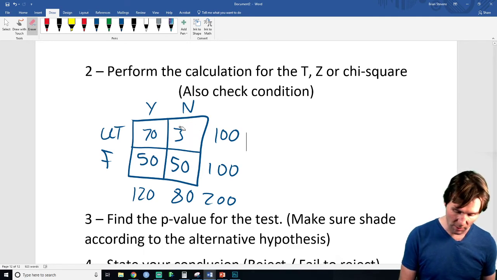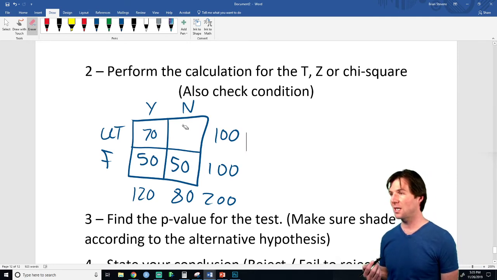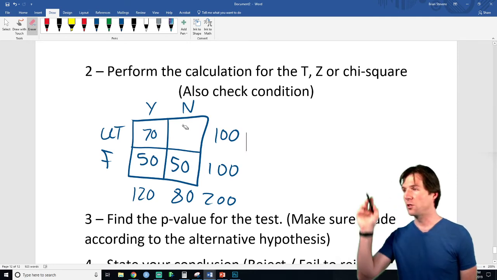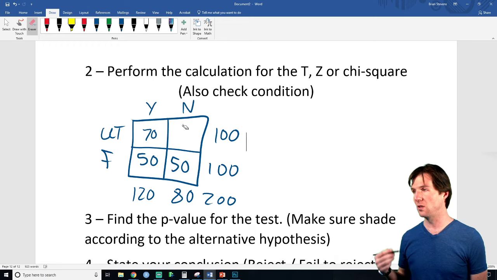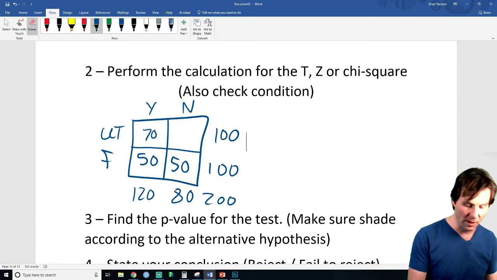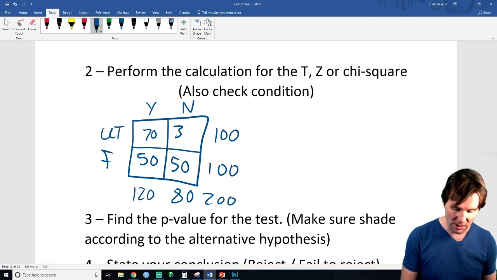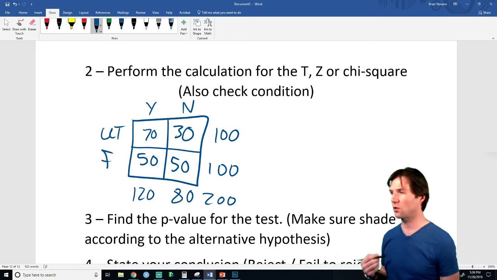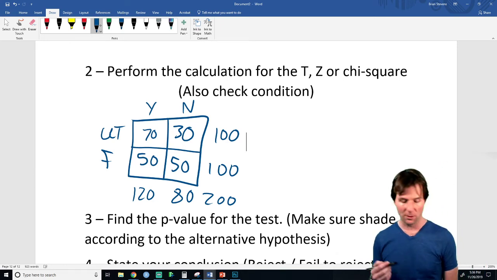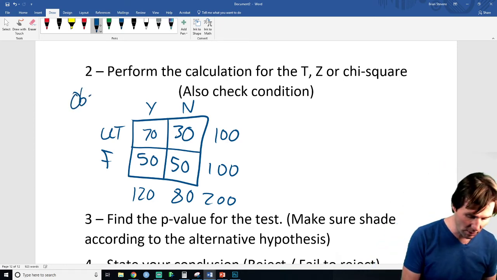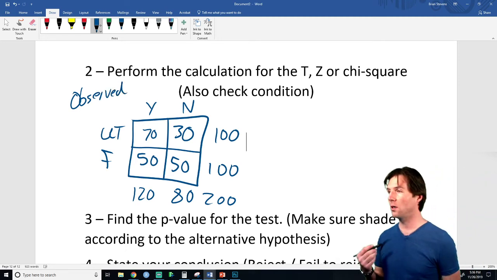These are the observed counts. They can be called observed. If we left that out on the test, then you would just say, okay, wait a minute. The total for UT students is 100, so then if we left out that value, this has to be 30, just kind of showing what some test questions could look like. We can sometimes leave out values. These are all the observed values. And now we need to find all of the expected values.